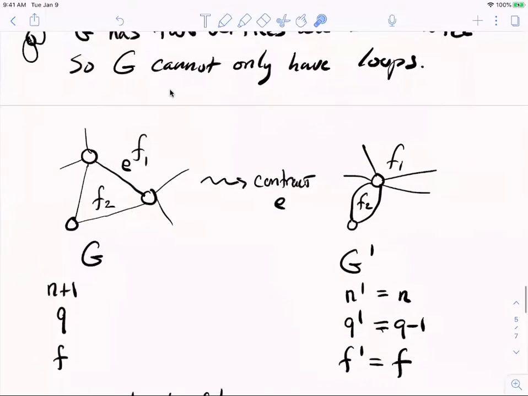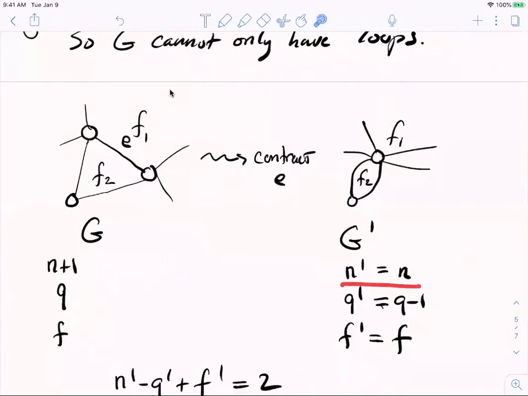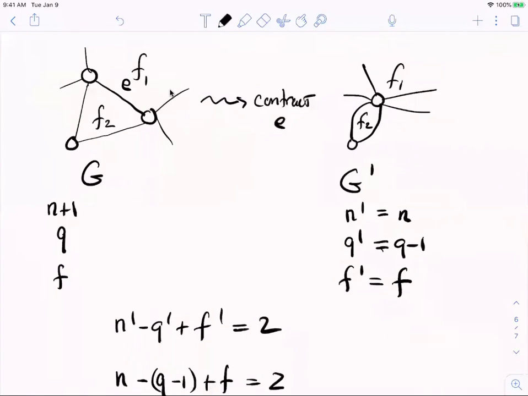All right, so in this new graph, the number of its vertices is 1 less. Remember, G had order n plus 1. We've reduced the number of edges by 1, and we didn't change the number of faces at all. So by induction, because G prime has order n, Euler's formula holds for G prime. N prime minus Q prime plus F prime is 2.